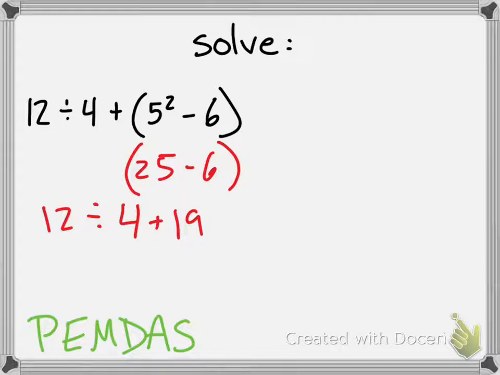Perfect. Next, what did you do? Okay, so 12 divided by 4 is 3, which 3 plus 19 equals 22. Perfect. She did it correct. Excellent. So a mistake that a lot of you guys would make is that you don't go in the right order. So you've got to make sure you know PEMDAS.